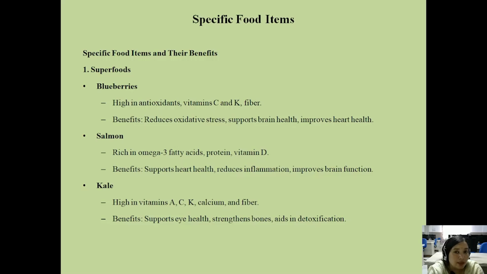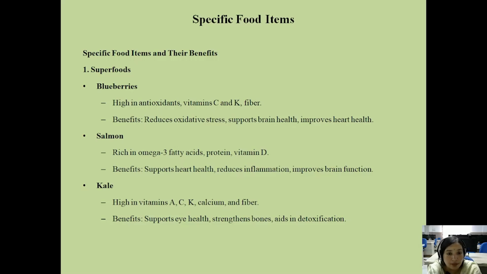So these are the specific food items and their benefits. Superfoods: blueberries, salmon and kale. Blueberries are high in antioxidants, vitamin C, K and fiber. Benefits: reduces oxidative stress, supports your brain health, and improves your heart health.